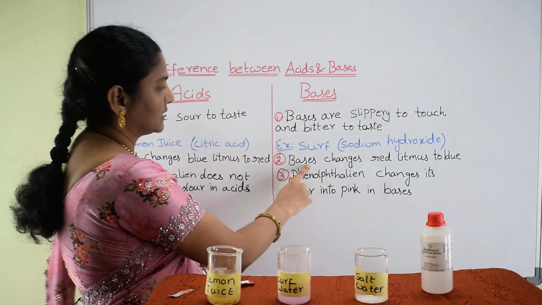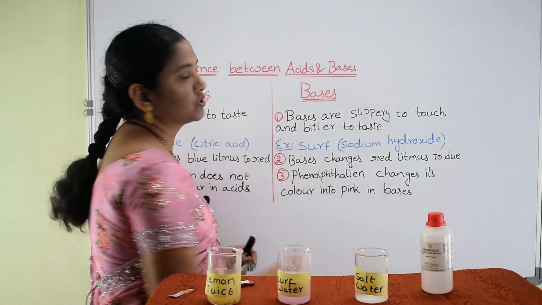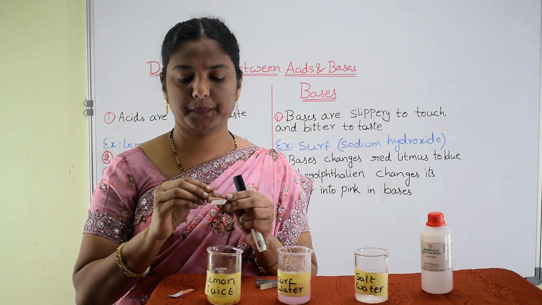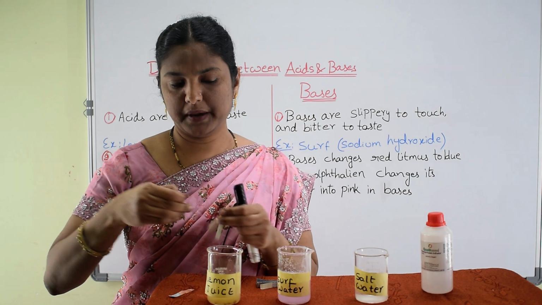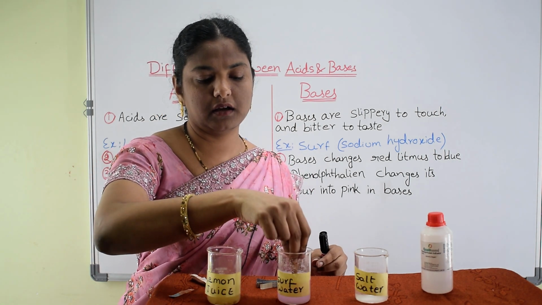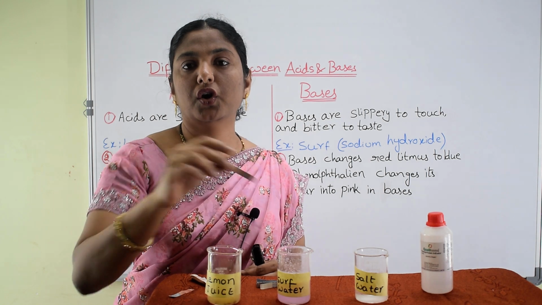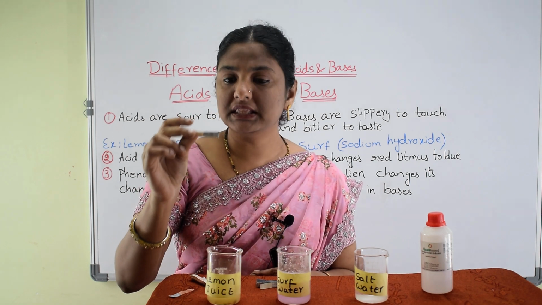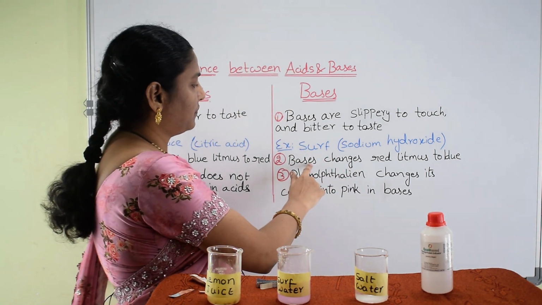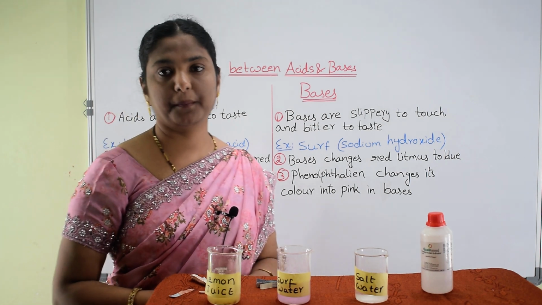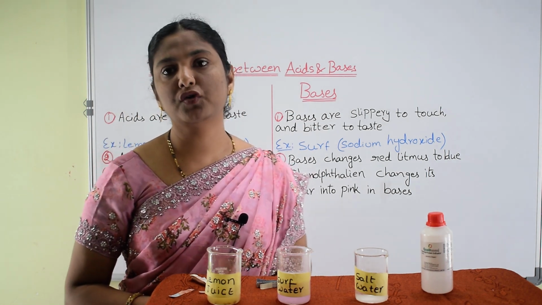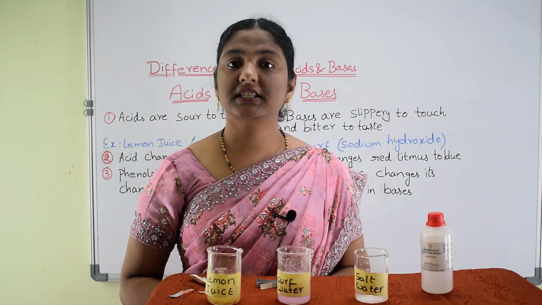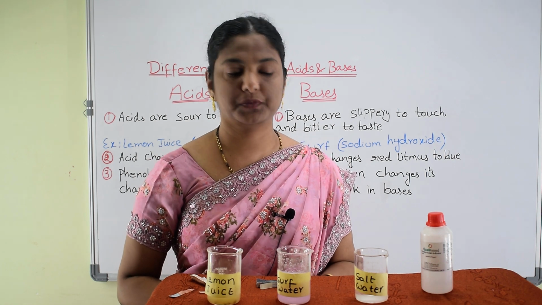Next, bases. Bases change red litmus to blue. This is a red litmus paper. I took red litmus paper and dipped it in this base, so it changes into blue color. Like that, by observing these color changes, we identify whether it is acid or base. This litmus paper comes from lichens, and it is of two colors. This is about the litmus paper.